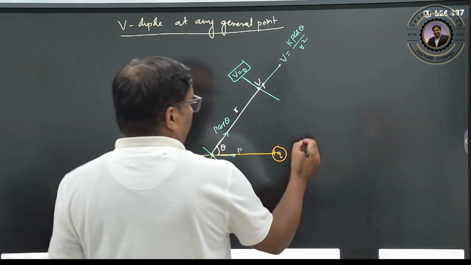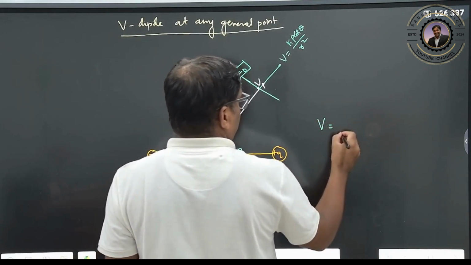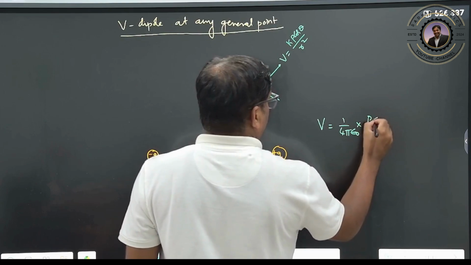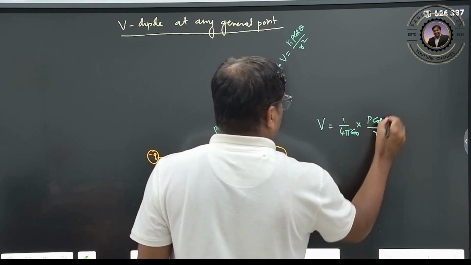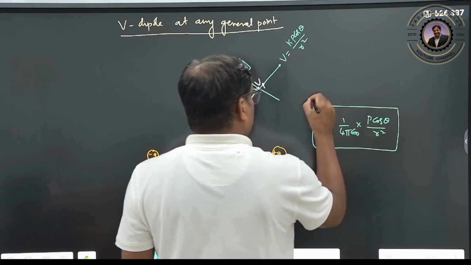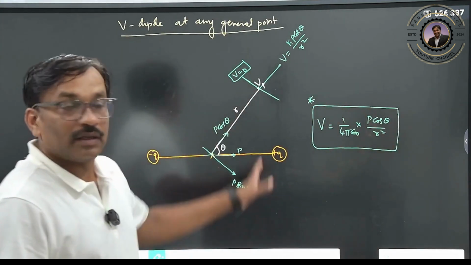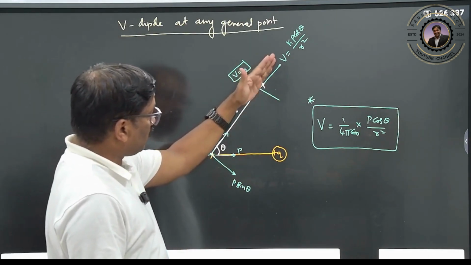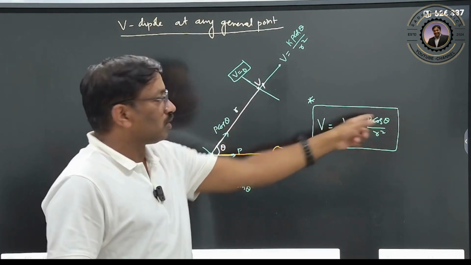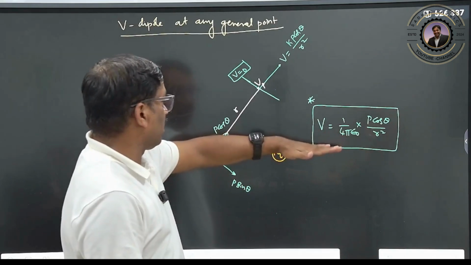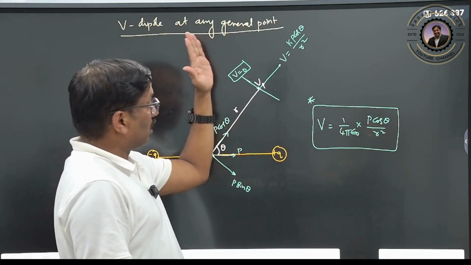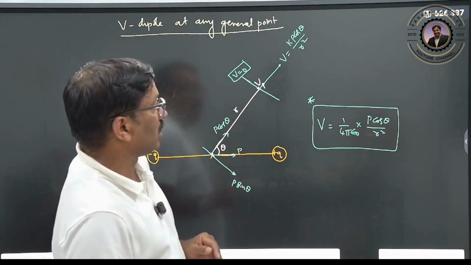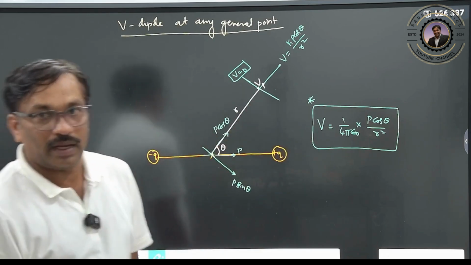So at any general point, what we got is k p cos theta by r square, where k is nothing but 1 by 4 pi epsilon naught. This is your potential due to the dipole at any arbitrary point. Clear? If theta is equal to 0, cos 0 is 1, so k p by r square. If it is along the equatorial line, theta is 90, cos 90 is 0. Therefore along the equatorial line the potential will be 0, and along the axial line k p by r square.